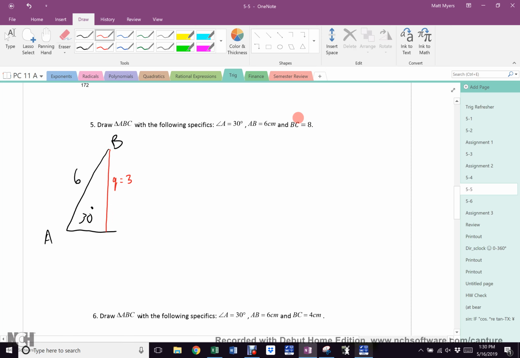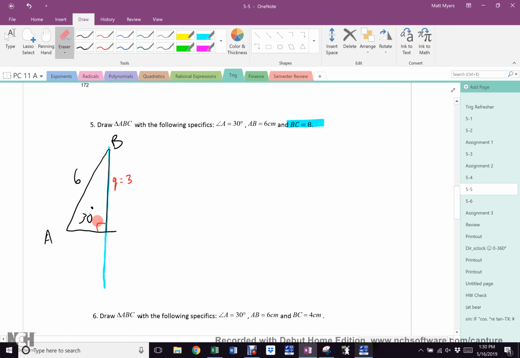Okay. What's my third side now? 8. Is 8 bigger than 3? So what would happen if I drew that side? I'd be way down here, yes? Is that a triangle? It looks like a 4 to me. Doesn't look like a triangle. Is it a triangle? No. Okay. So that means this can't be a 90-degree angle, can it?